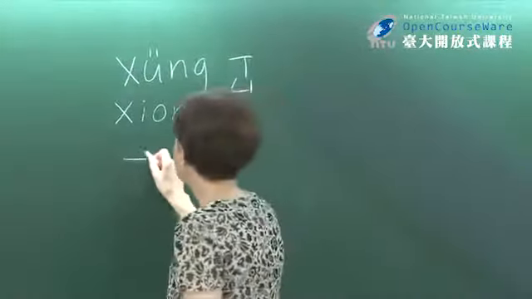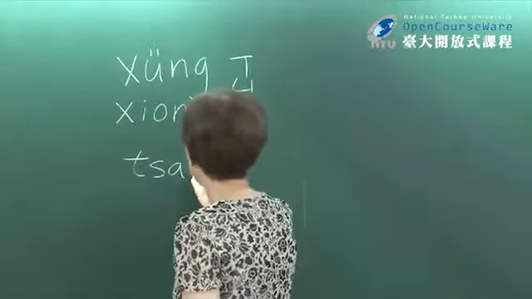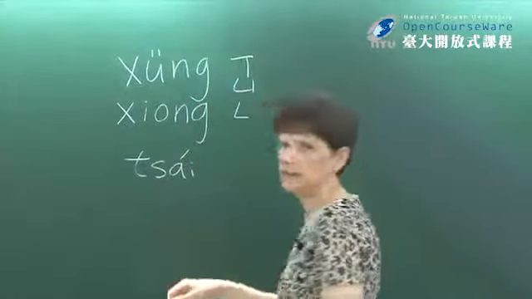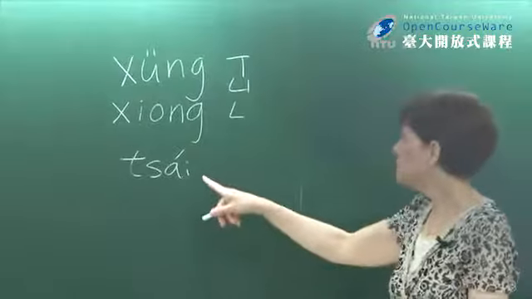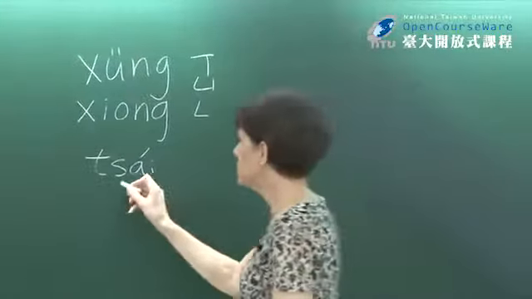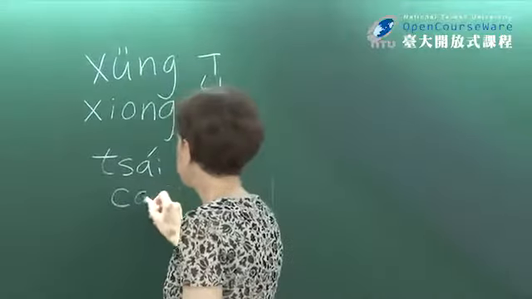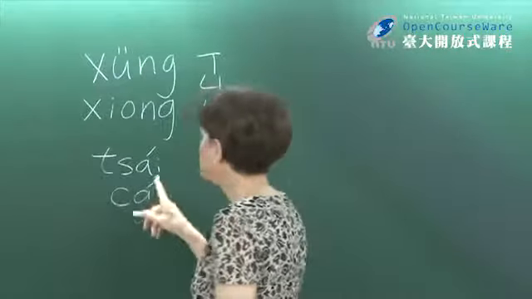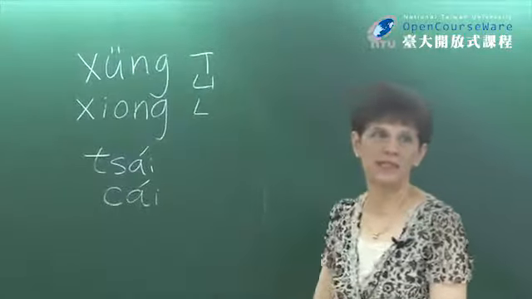Another one is 刚才的才. Is that correct? No. This would be correct in modified Wade-Giles, but we're not doing Wade-Giles. What should it be? C-A-I. These are two examples of the mistakes I found.